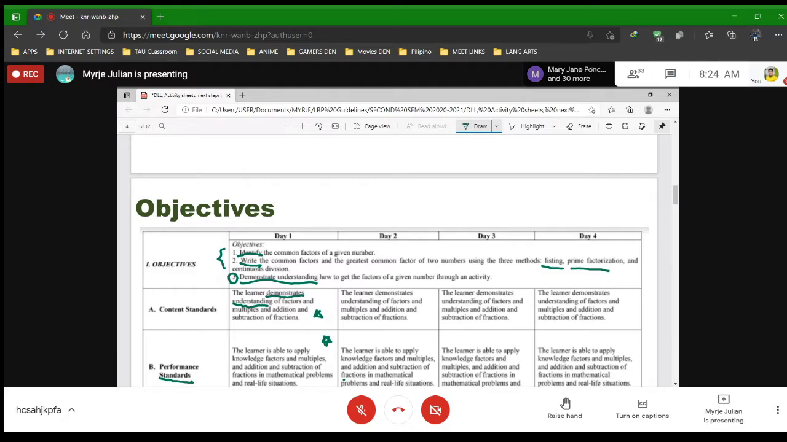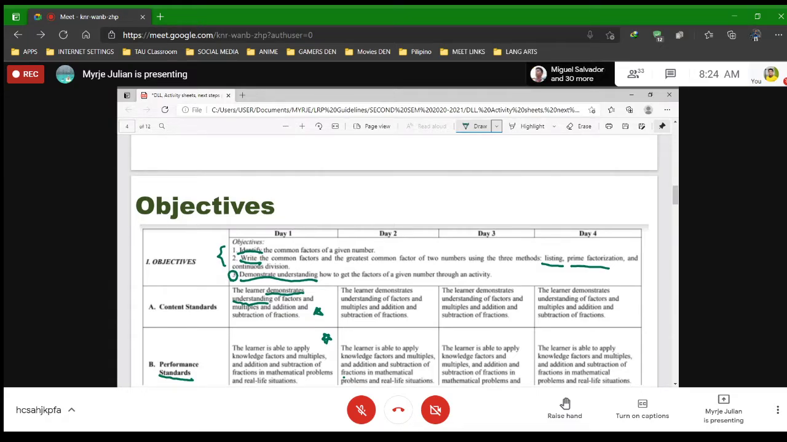Okay? Ayan. So generally, we cannot accept demonstrate understanding na phrase in terms of creating your objectives because it is too general. So again, base your objectives in your learning competencies. Always. Don't forget that. Next. Next example is this one.